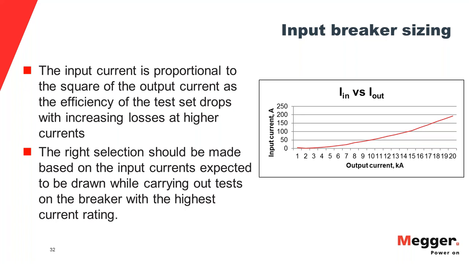That may not be what you need. Your selection will be based on the highest rating of the breakers that you're planning to test. The input current and the output current have this sort of a relationship that's represented by the figure given here. The input current is proportional to the square of the output current. So the efficiency of the test set drops with increasing losses, which are primarily I square R losses, right? That explains the relationship between the input and the output current here. So the selection should be made based on the input currents expected while testing the breakers that you have, so that the numbers that you arrive at can be much lower than what the spec sheet says.